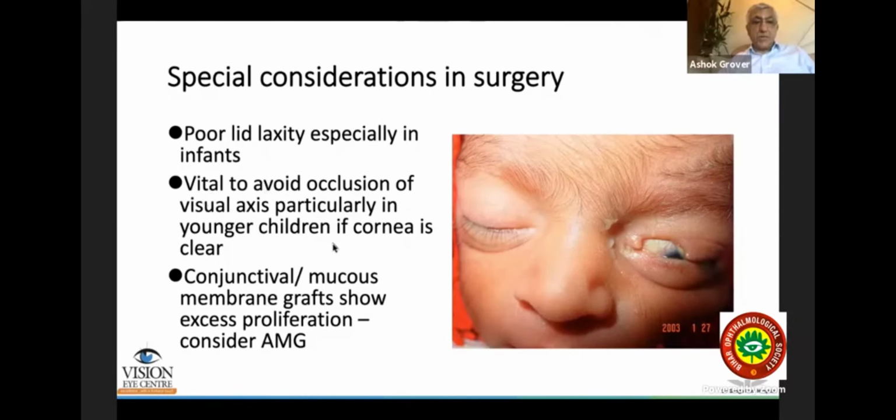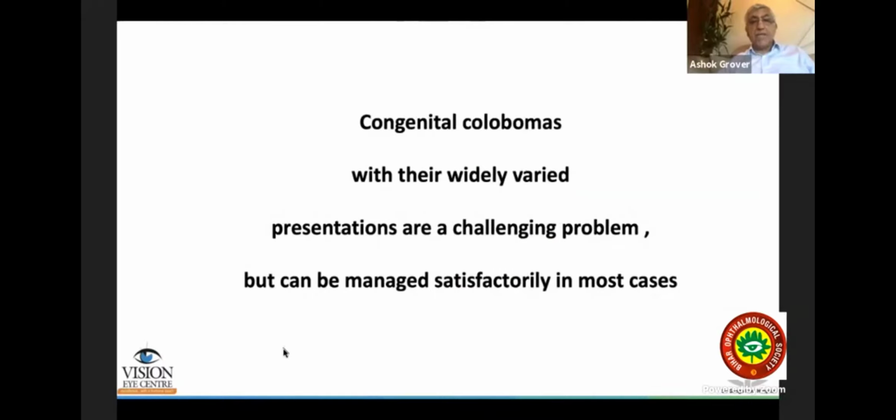It is important to avoid occlusions, and grafts of mucous membrane, conjunctiva, or AMG are important. Because of proliferation of mucous membrane, AMG is probably the procedure of choice for the reconstruction of upper lid. Congenital colobomas can be managed well with the appropriate planning.